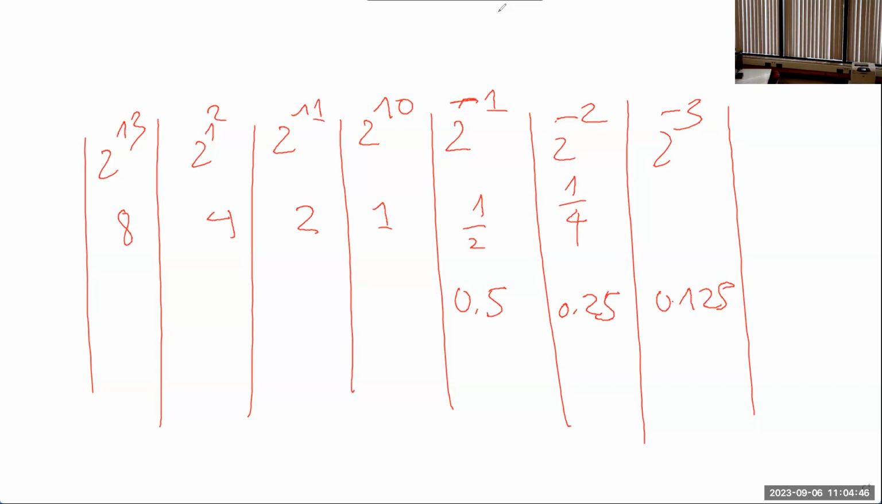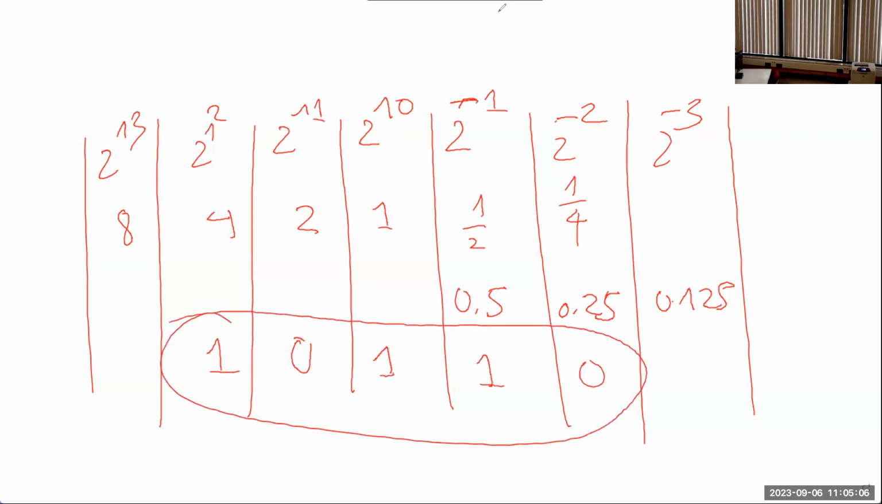If I have a number, let me give you the number here. I have the number 1, 0, 1, and 1, 0 here. What do you think? What is the number in decimal for this one?